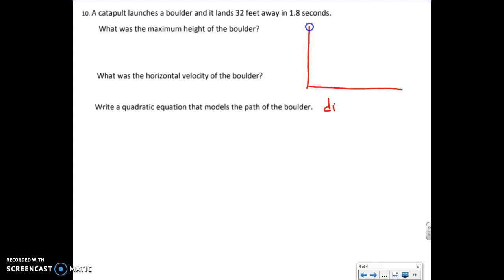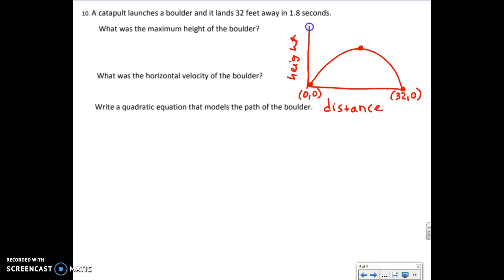The axes on these are a little bit different also, because your x-axis is going to be distance and your y-axis is going to be height. So if you started here and you launched it and it landed 32 feet away, then your intercepts are 0, 0, and 32, 0. Okay, we're going to be finding maximum height in a second.